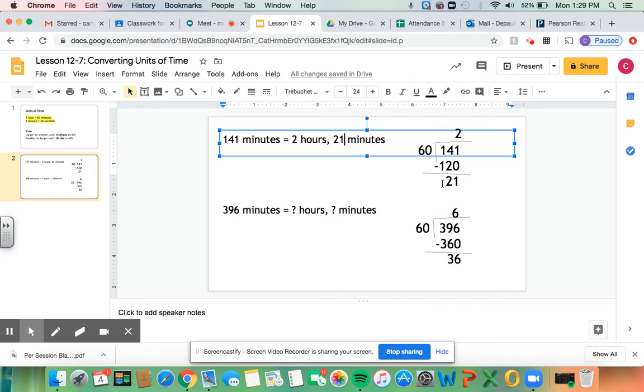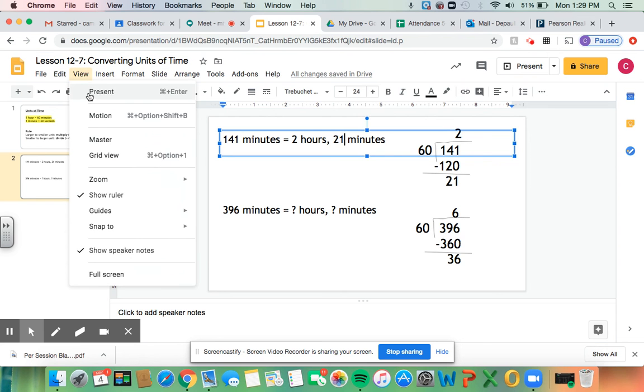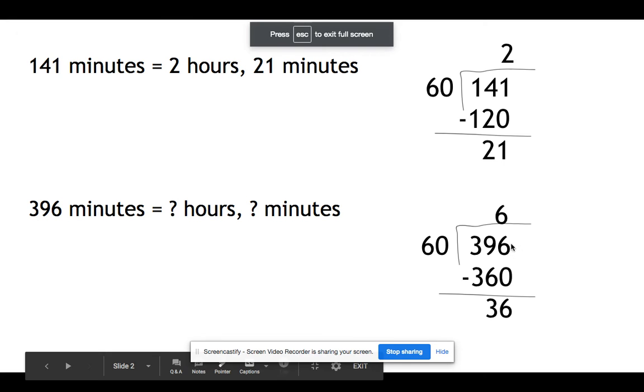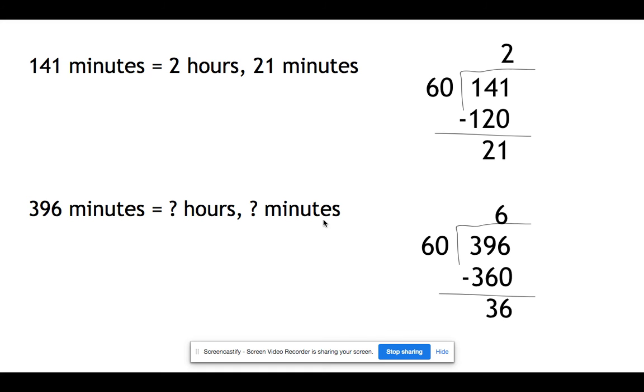So again, we're not going to continue solving to get 0 as a remainder. Once we finish with all of our numbers, we stop, and our remainder will tell us how many minutes are in our answer. So let's do one more. Okay, so we have 396 minutes, and we need to figure out how many hours and minutes that is. So we plug in what we have, which is 396, and we're going to divide that by 60.